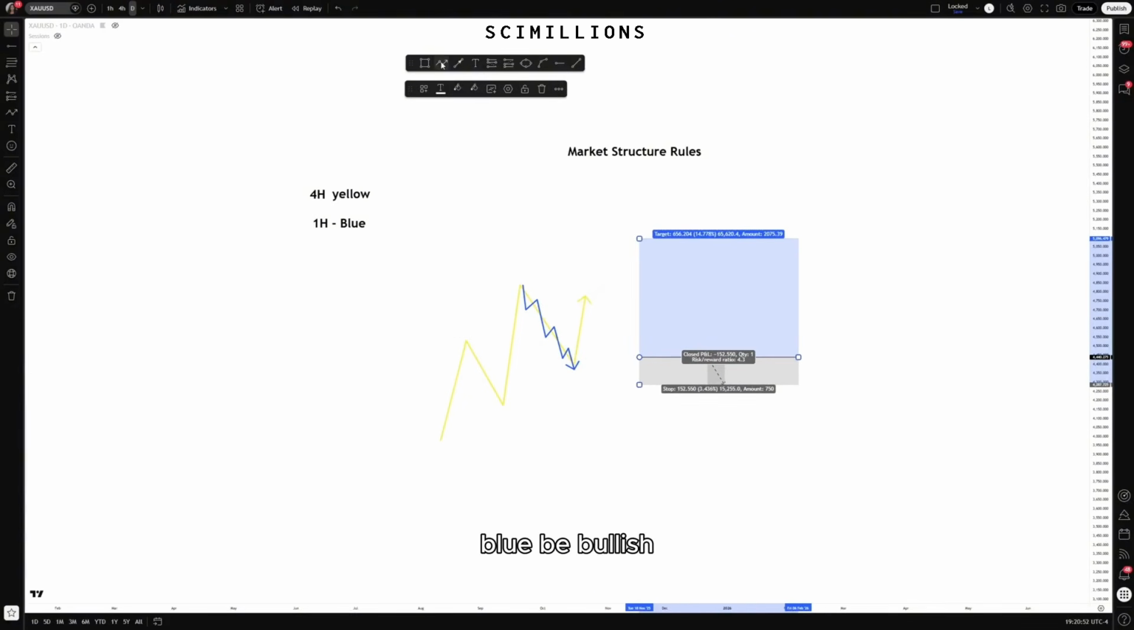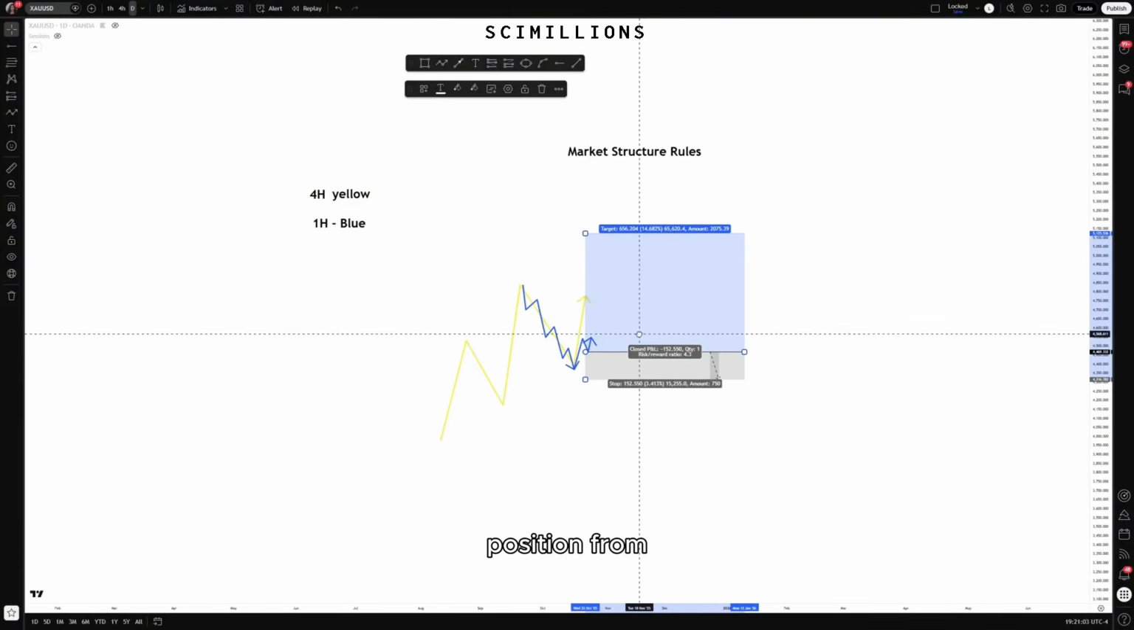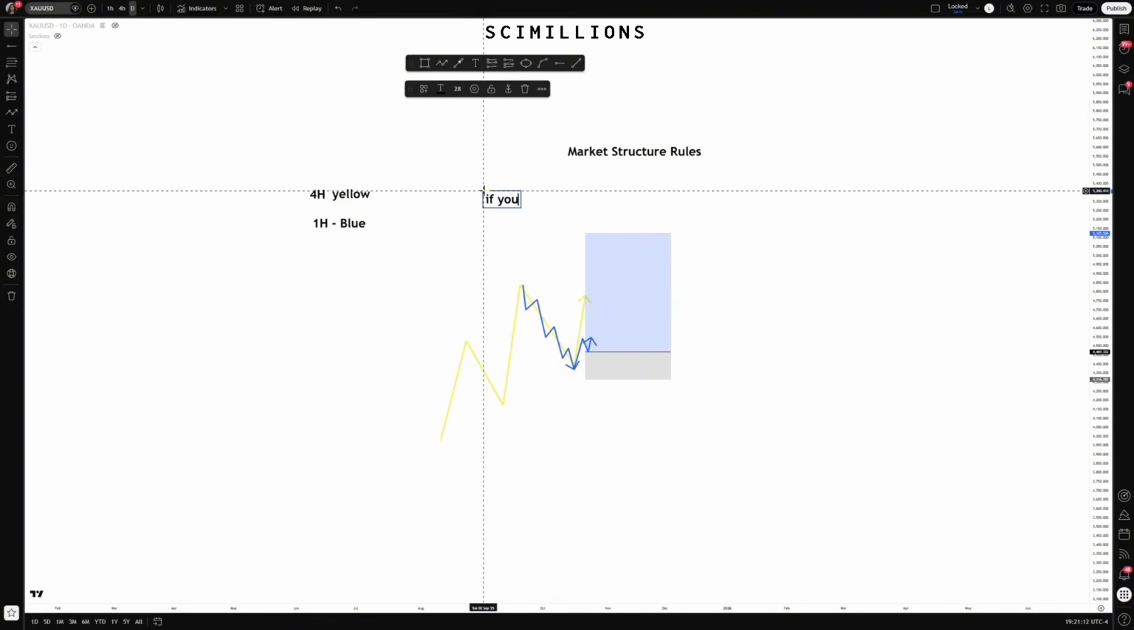Now, when would the blue be bullish? When it starts picking back up and breaks above that higher high. And mind you, remember, whenever price makes a high, it's going to make a what? A higher low. And that's where we take our position from. We'll get more into entries later on in this course. For the meantime, I want you to understand, if you're going to place a trade, make sure all time frames align.